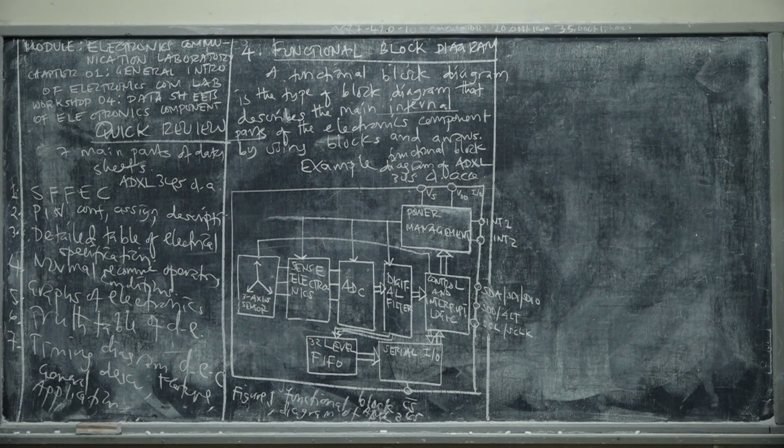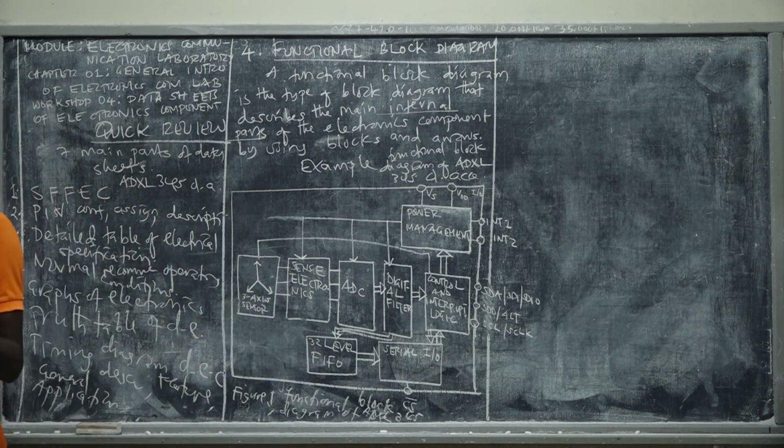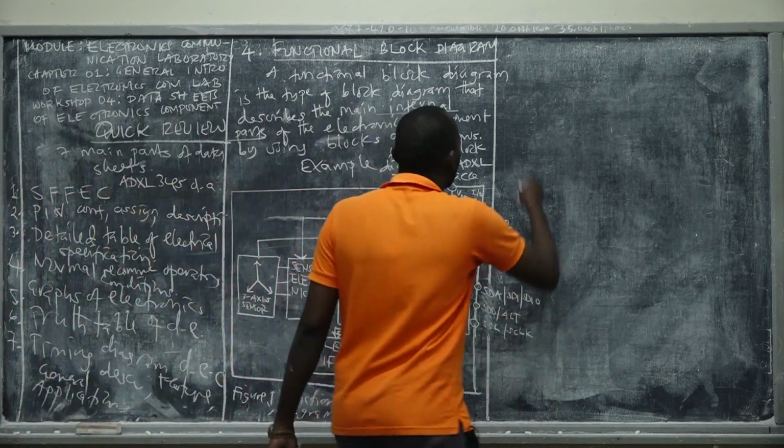So this is one example of a functional block diagram. It's not that every electronics component has a functional block diagram. Some of them do have, some of them don't. Is it clear? Any question about this? Okay, it's clear.